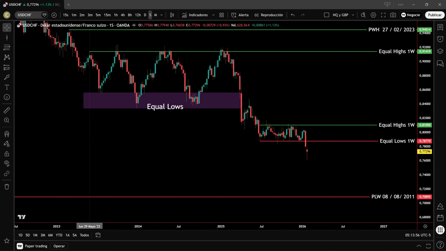The current magnetic target is of great historical importance, the PLW, or August 2011 low, located at 0.708. As long as price does not reclaim the previous supply levels, we will look for confluences on lower timeframes to follow this displacement toward the external liquidity of the previous decade. This is a clear setup that we must monitor day by day.